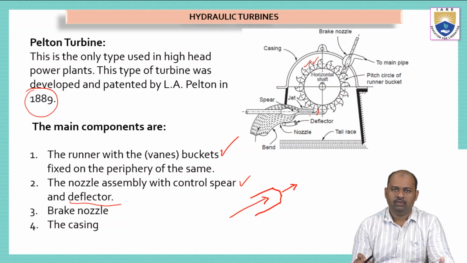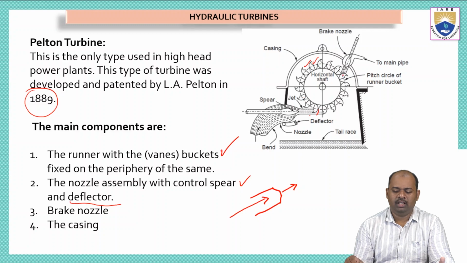The runner will rotate. Here we can see a number of buckets placed on the turbine wheel. Each and every bucket on the turbine wheel will move continuously when water is falling on them, which will create a rotary motion.